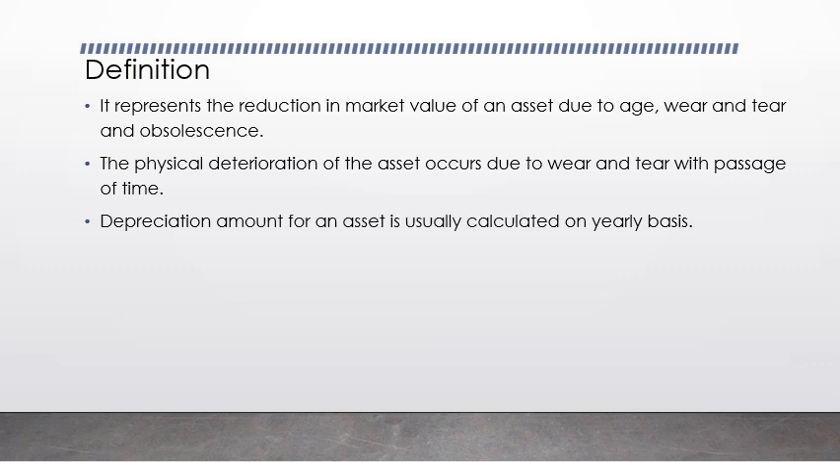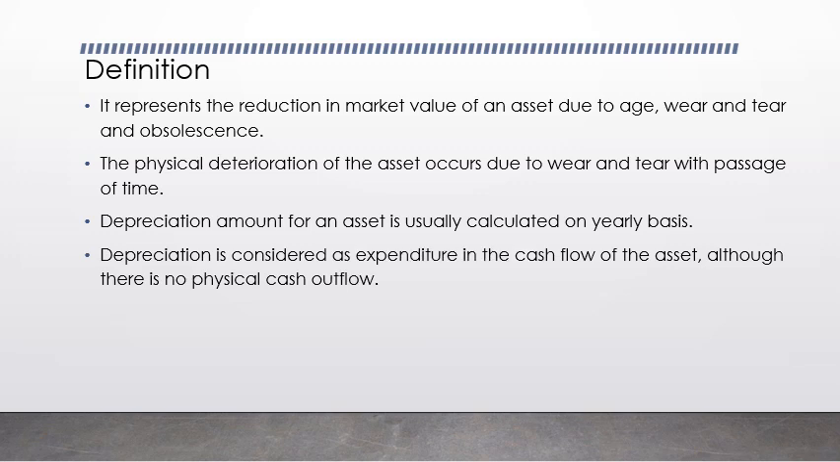Depreciation amount for an asset is usually calculated on a yearly basis. What is the total depreciation per year? That is how the depreciation amount for an asset is calculated. Depreciation is considered as expenditure in the cash flow of the asset, although there is no physical cash flow. The cash flow is not physical, but the value is lost as we use it. So it fetches us a lesser amount even though there is no physical cash outflow.